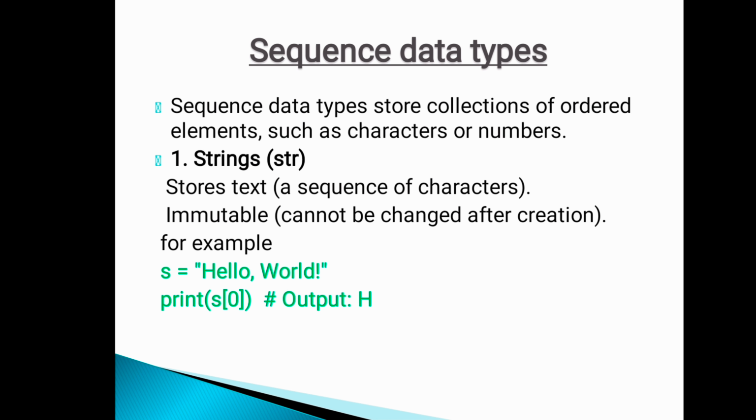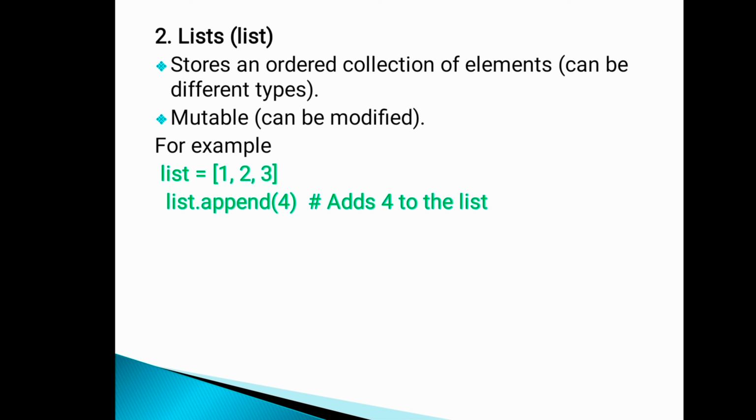The sequential data type stores a collection of ordered elements such as characters and numbers. In sequential data types we have strings, tuples and lists. A string stores text and it is immutable, meaning it cannot be changed after creation. Example: Hello world. In a list, we can store different data types and it is mutable. Mutable means it can be modified after creating the list.